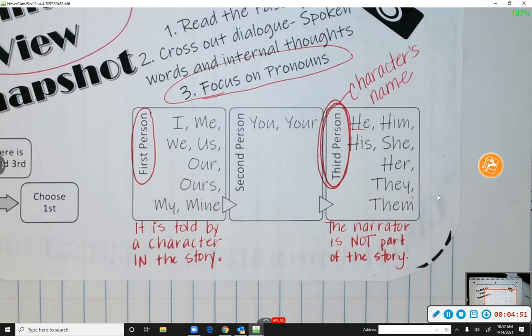Okay? Once you get that written down, we're going to continue this when we come back from recess, and we're going to practice looking at situations where we're telling it from first person point of view, which means you would be in the story, and then third person, which means you're not part of the story, but you're talking about the characters, okay? So when we come back, that's what we'll work on, okay?